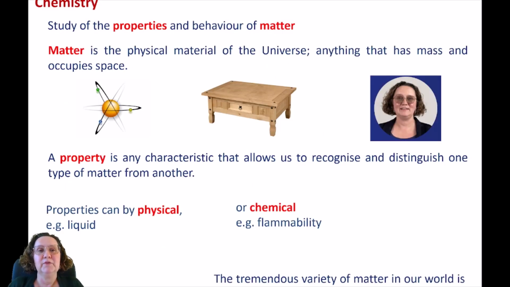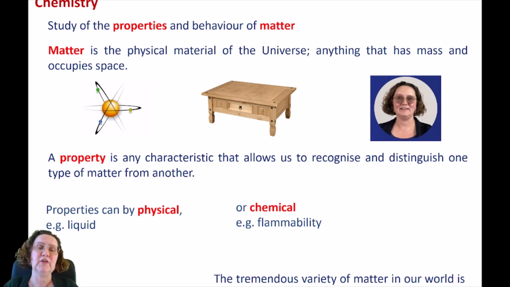What is chemistry? Well, we can define chemistry as the study of the properties and behavior of matter. And matter is the physical material of the universe. Basically, anything that has a mass and occupies a space. So from an atom to a table to a tree, an animal, or a person. Properties are characteristics that allow us to recognize and distinguish one type of matter from another. And you can divide properties into groups. You can look at physical properties or you can look at chemical properties, and chemistry studies both.